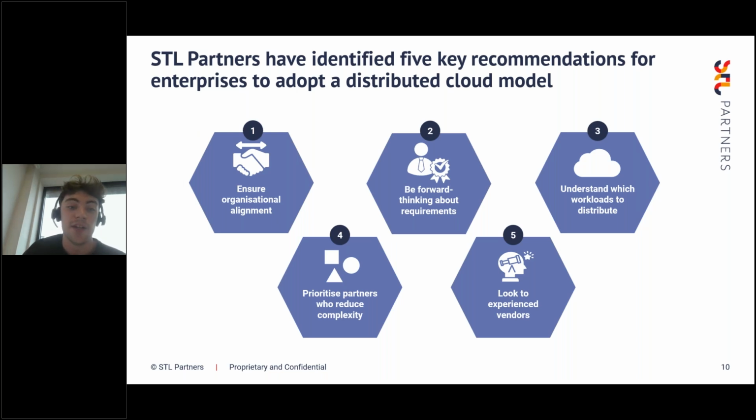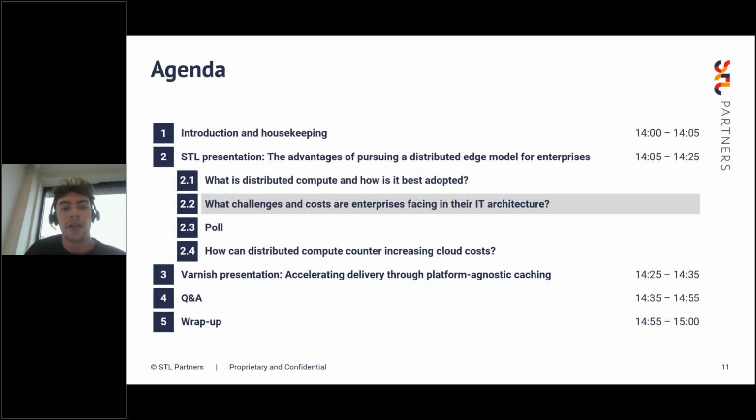And finally, enterprises should look to experienced vendors for expertise, looking for those who are experienced in handling distributed compute and will guarantee clear observability of what workloads are running where and how they're performing. So it's really important to bear these recommendations in mind as I run through some of the findings from our survey. In this next section, we're going to be looking at the challenges and costs that enterprises are facing within their IT architecture.